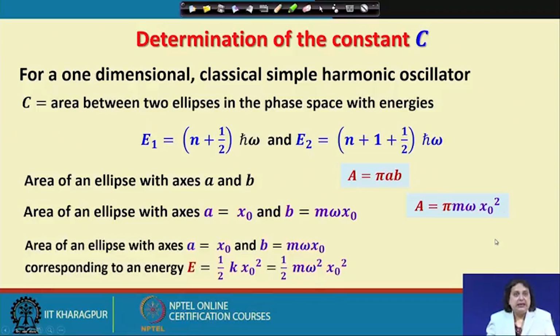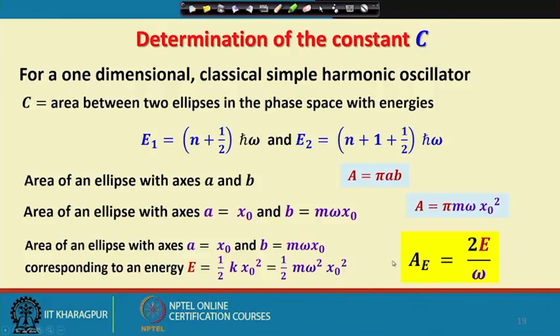Now, if I say that this is an ellipse under such a condition that the total energy E is given by this condition, then I can use all the relations that I have here and say that, well, A of E, the area under the ellipse in the phase space with energy E, is 2 pi E by omega, right.